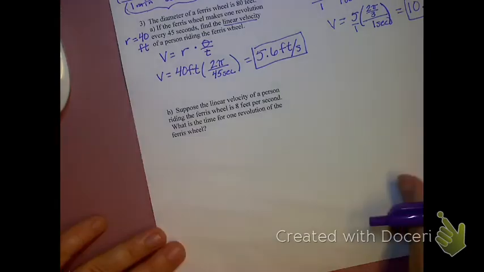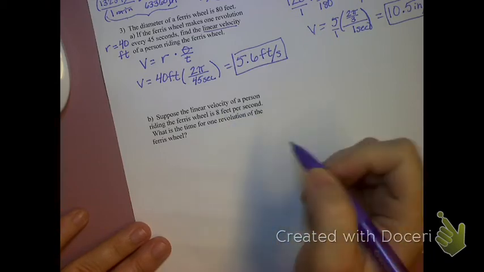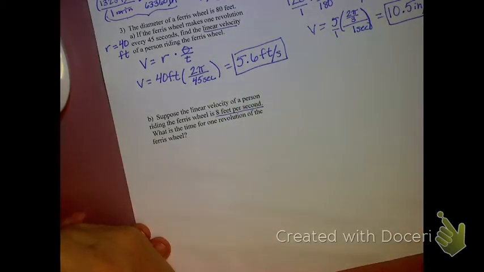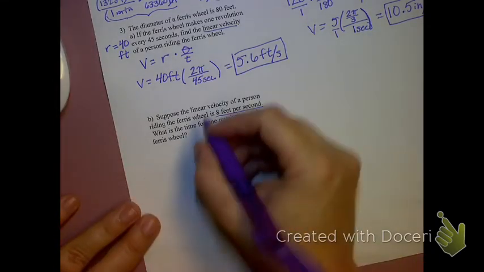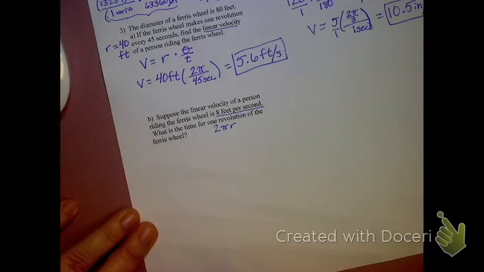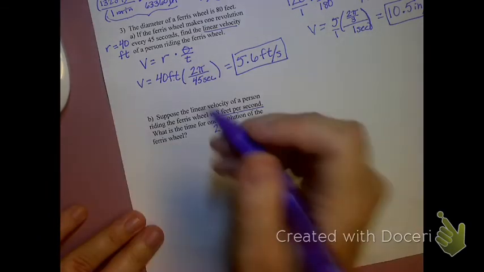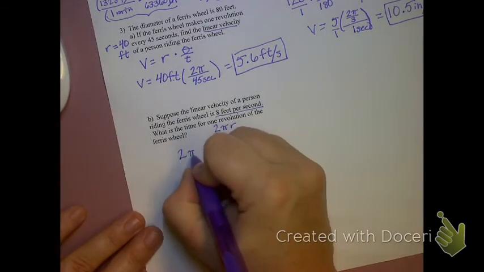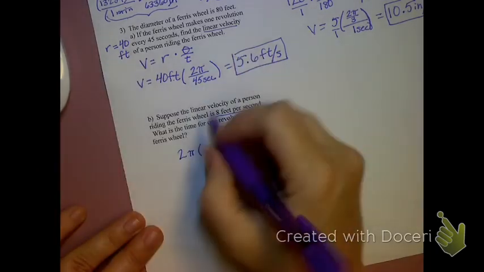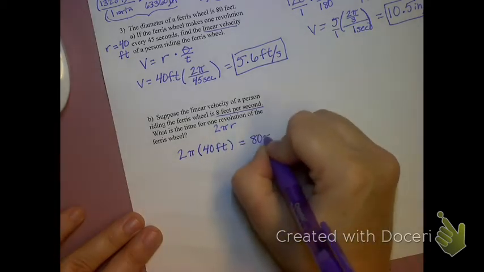Okay? And the last part, suppose the linear velocity of a person is 8 feet per second. So that's how fast they're traveling. What is the time for 1 revolution of the Ferris wheel? Well, I know that 1 revolution is a full circumference, which is 2 pi r. That's how the person would be traveling around the outside, right? When they completed 1 full rotation, they would complete 2 pi r as a distance. So 2 times pi times the radius, which we determined up here was 40 feet, gives me 80 pi feet.